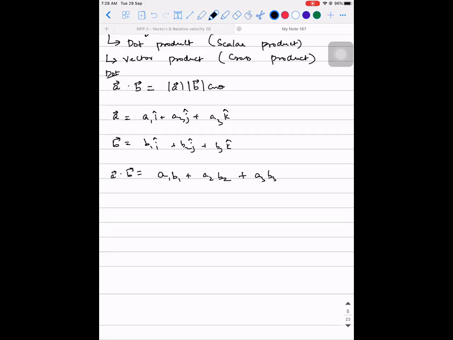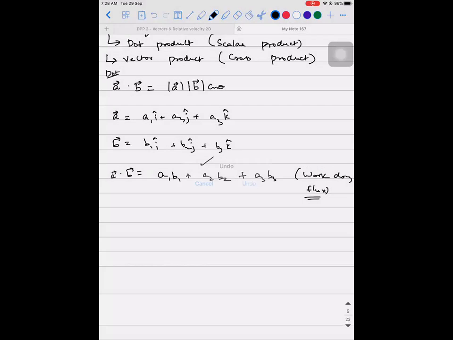So can you give me an example of a physical quantity which is obtained by using dot product? Work done. One is work done. What else is there, which you have learned this year? We have repeated so many times. Flux. It can be magnetic flux or electric flux.